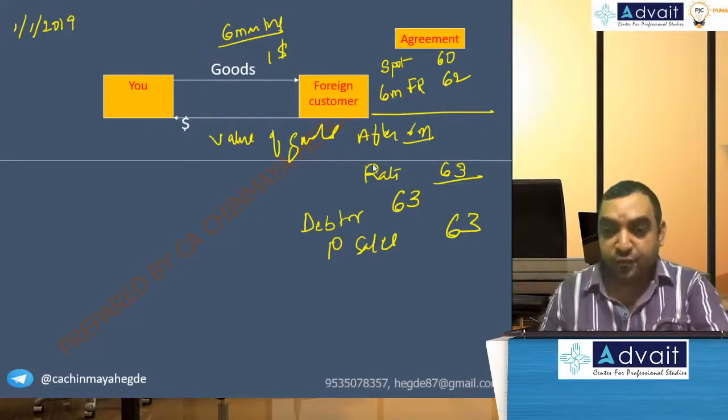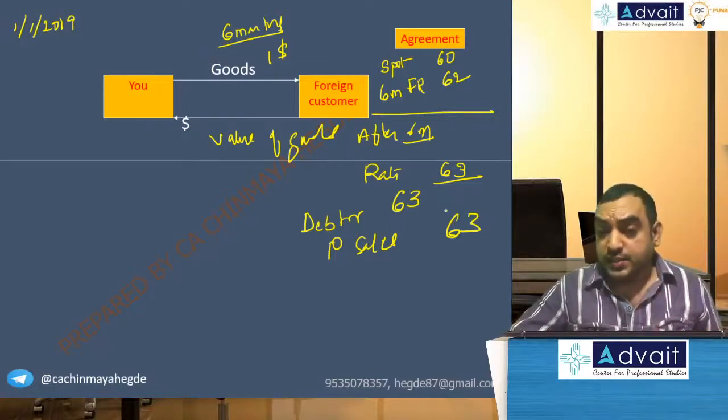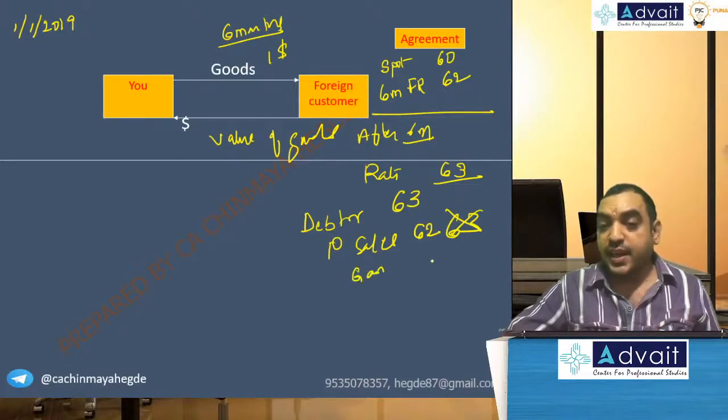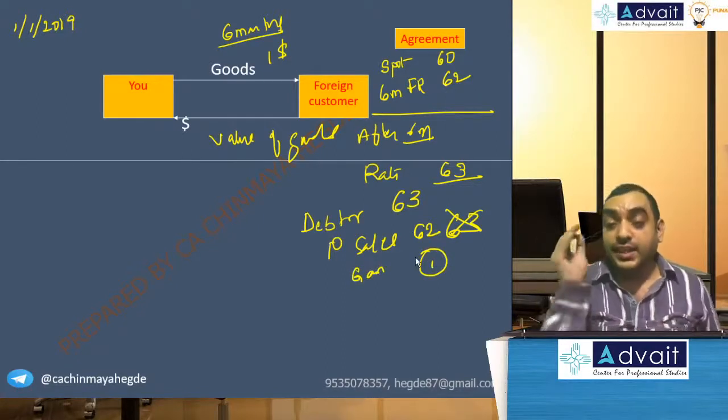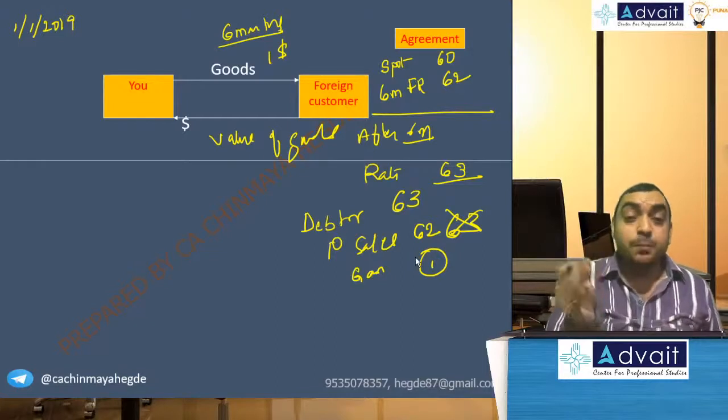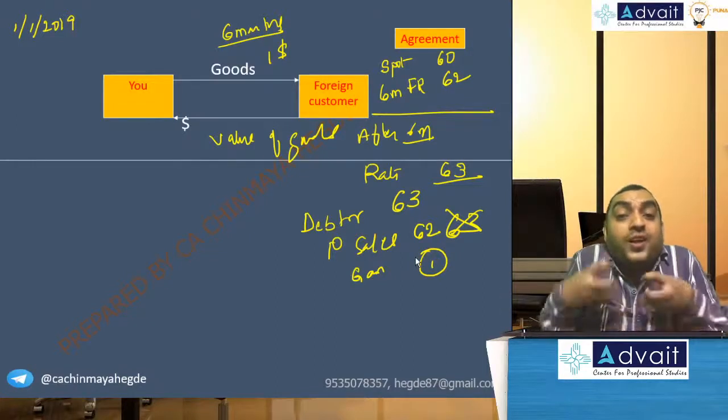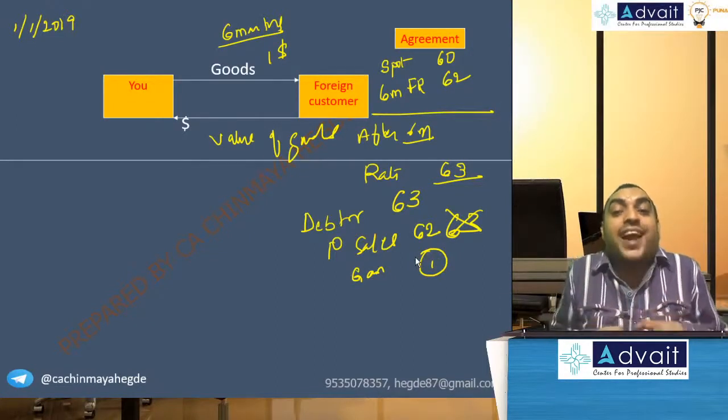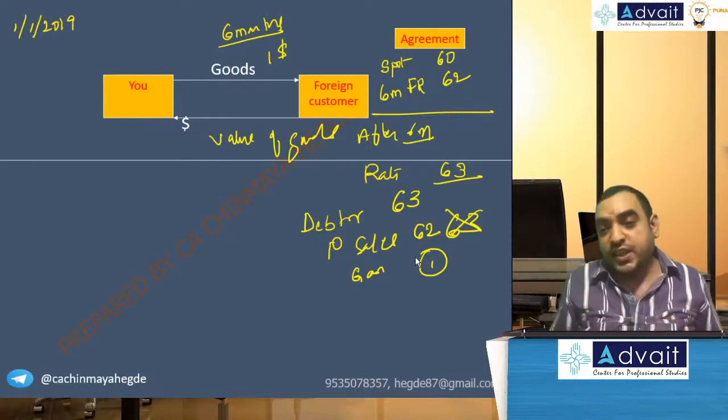Okay, now therefore what we should do: 63 is not the sale value, the goods value is 62, and we have to recognize a gain of 1 rupee. That gain of 1 rupee is because of you holding a foreign currency contract.